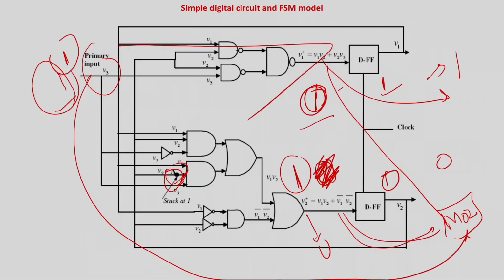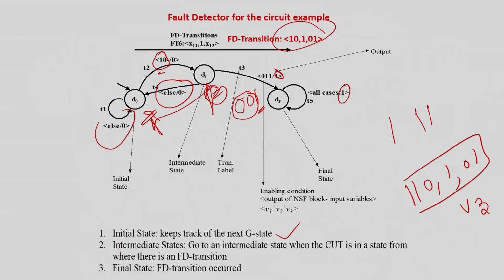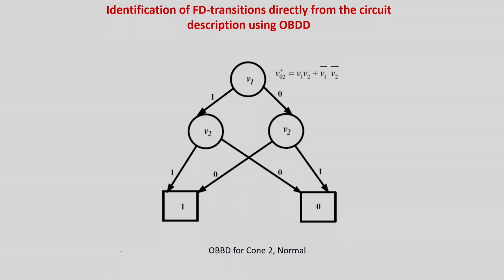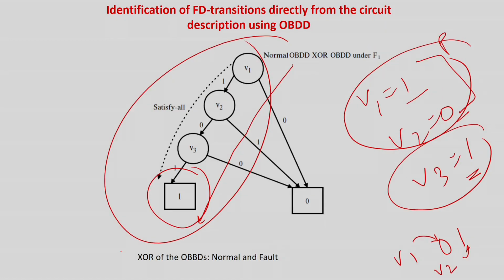But in general case you have to repeat it for all the cones because the fault is over here. So I am just interested in this cone. So I am going to generate the BDD representation of the normal cone and the faulty cone, and XOR them. If you are XORing it, you are going to find out the input condition in which case the fault can be detected. In this case it is 1 0 and 1.